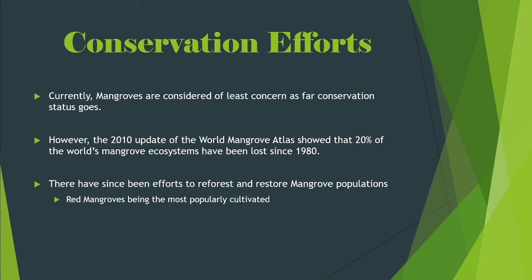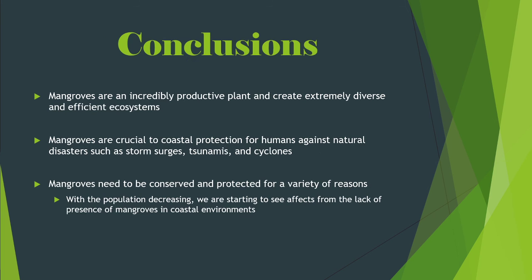Currently, mangroves are considered least concern as far as conservation status. However, in 2010, the update of the World Mangrove Atlas showed that 20% of the world's mangrove ecosystem had been lost since 1980. Since this update has been established, there have been efforts to reforest and restore mangrove populations, with red mangroves being the most popularly cultivated mangrove of them all.